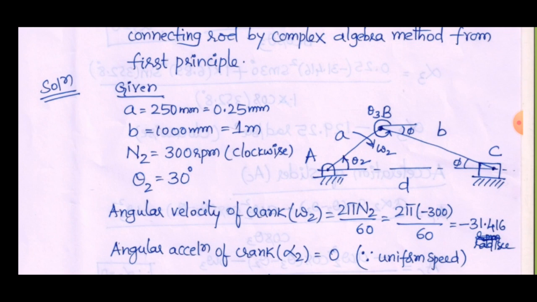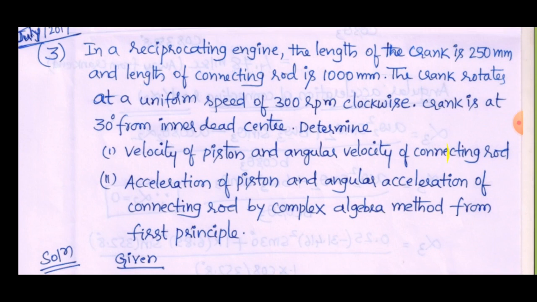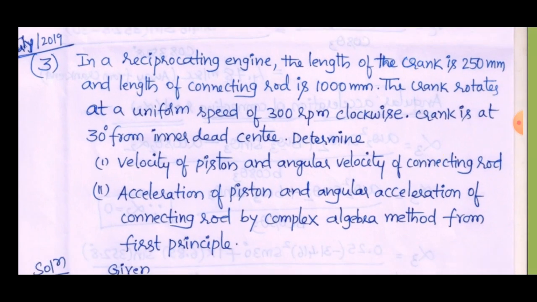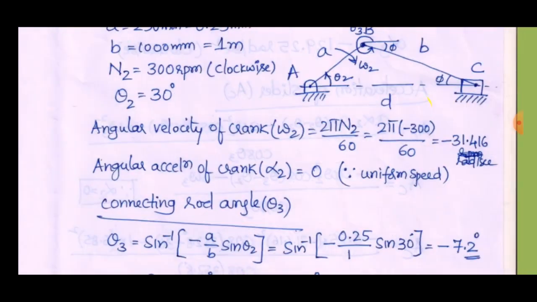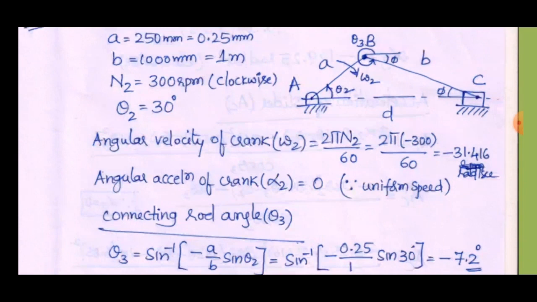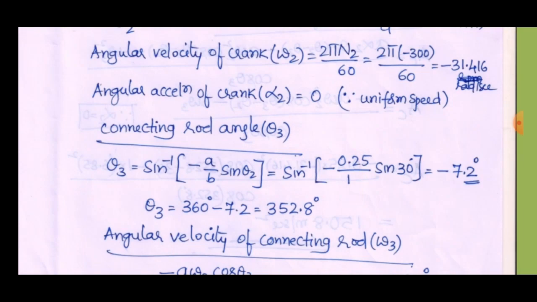Here in the statement, are you finding a word called constant speed or uniform? No. So you have to assume that the crank is rotating at uniform speed, thereby alpha 2 can be assumed as 0. With this, now first find theta 3. It is sine inverse of minus a by b into sine theta 2. If I substitute, I am going to get minus 7.2 degrees.